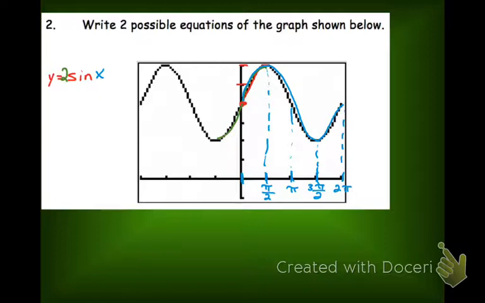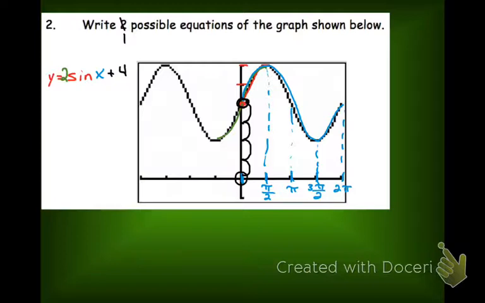The last thing that you notice, though, is that this center point is not at the origin. It's actually up 1, 2, 3, 4 spaces there. So this would tag a plus 4 onto the end of it. So that is the very first equation. So we've now written one possible equation, so now we need to write one more.